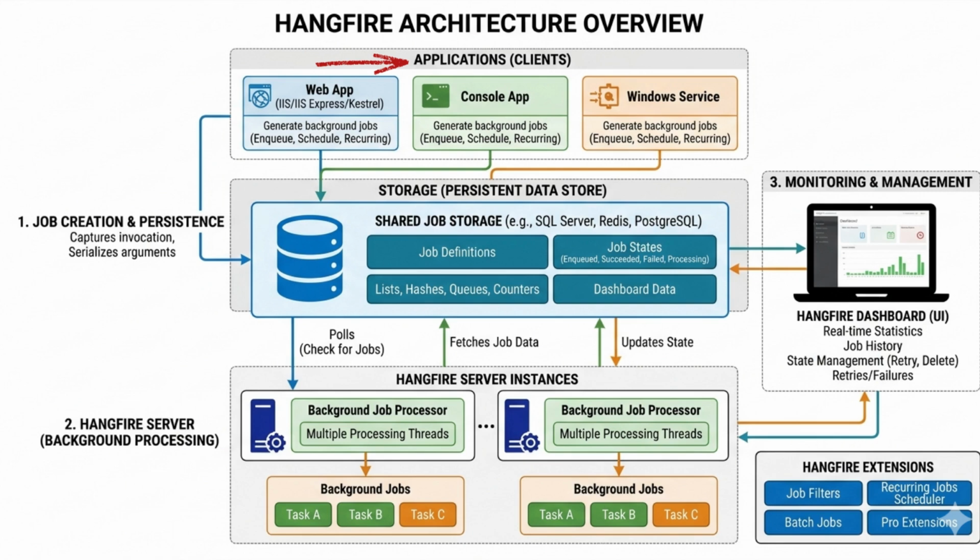The second component of the architecture is job storage, which is also known as the persistent layer. This is the source of truth and the most critical component of reliability. Unlike in-memory queues that lose data during a crash, Hangfire uses persistent storage such as SQL Server, Redis Cache, or PostgreSQL. It follows three points. First is reliability.